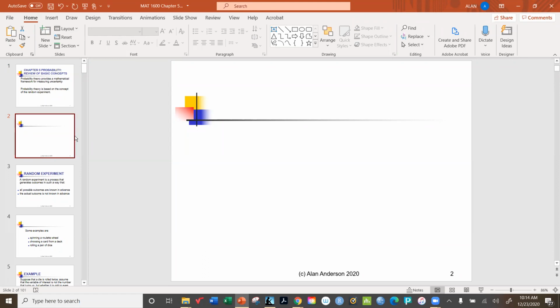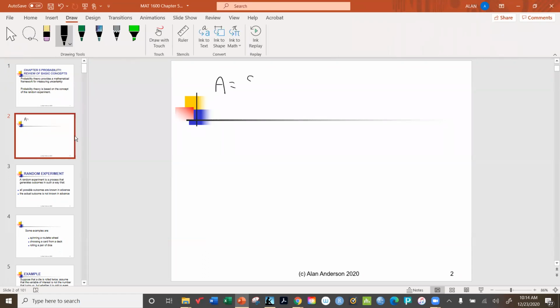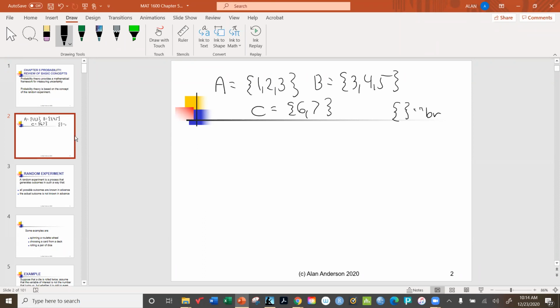So let's start out by creating a few sets here. Of course, you recall this is how sets are written. They're surrounded by these braces, as they're called. In math, these are called braces.